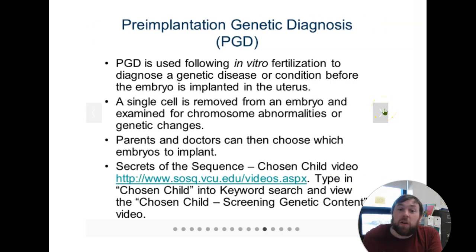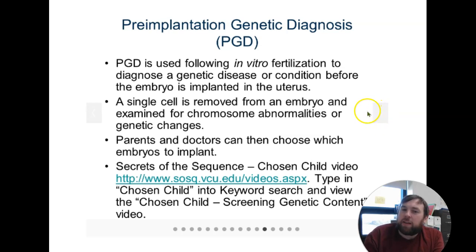Another screening we might do is called pre-implantation genetic diagnosis, or PGD. This will be used specifically for individuals going through in vitro fertilization, where you take the egg and sperm out of the mother and father, and in the lab you combine them based on the effectiveness of that sperm to get into the egg as quickly as possible before implantation.